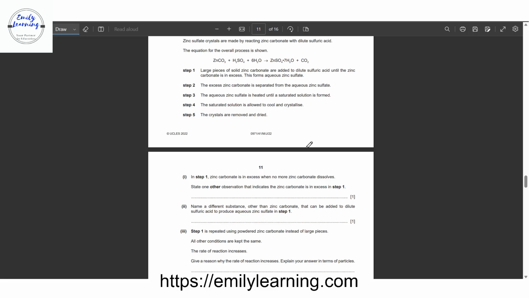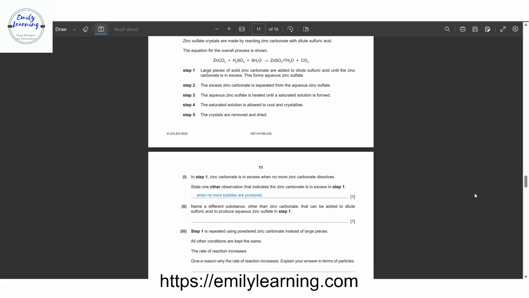The other one is when you do not see any more effervescence, because in this reaction it produces carbon dioxide, and carbon dioxide is a gas. So as long as there's a reaction, you'll see effervescence of carbon dioxide being produced. So when there's no more bubbles of carbon dioxide being observed, that means the reaction has stopped. Okay, so the answer will be: when no more bubbles are produced.